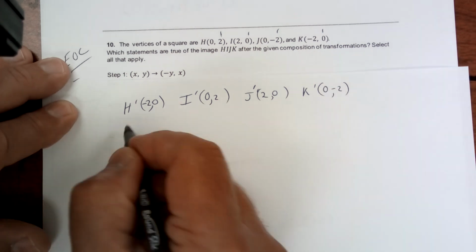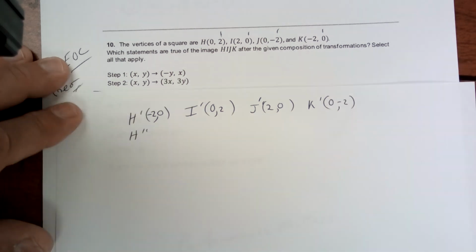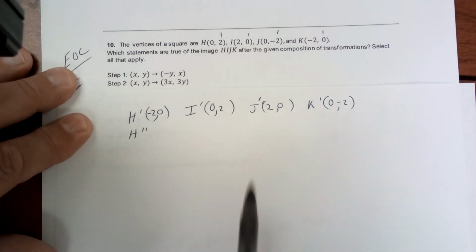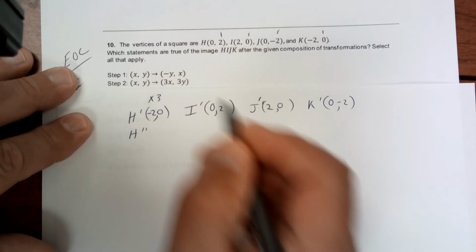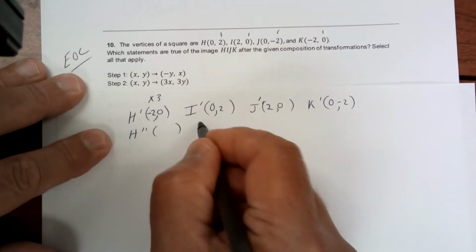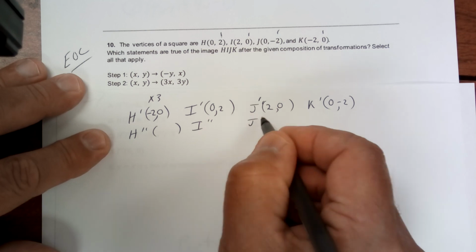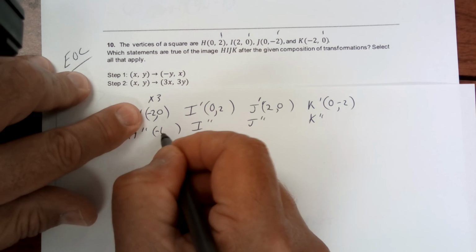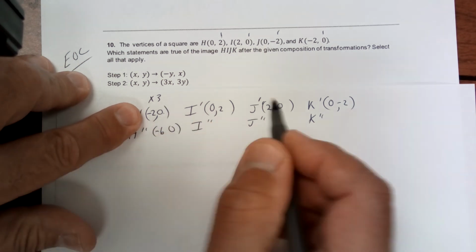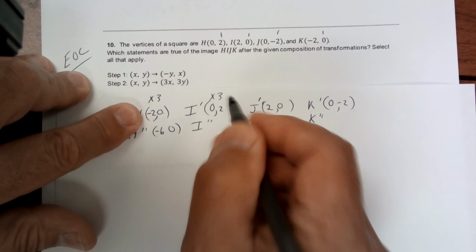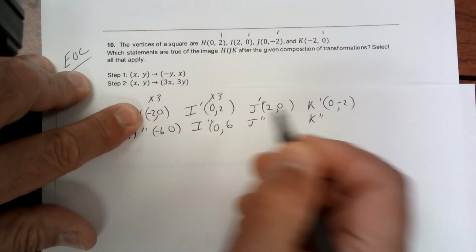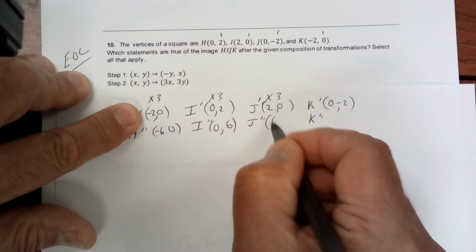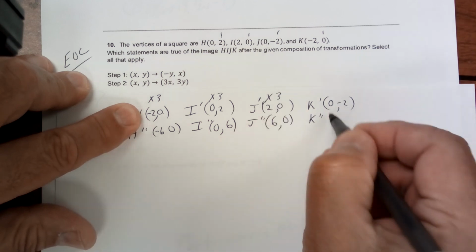And then h double prime, which is this one, is going to be 3 times all of these. So times 3. So h double prime is going to be -6 and 0. It's going to be 0 and 6. It's going to be 6 and 0. And this one's going to be 0 and -6.